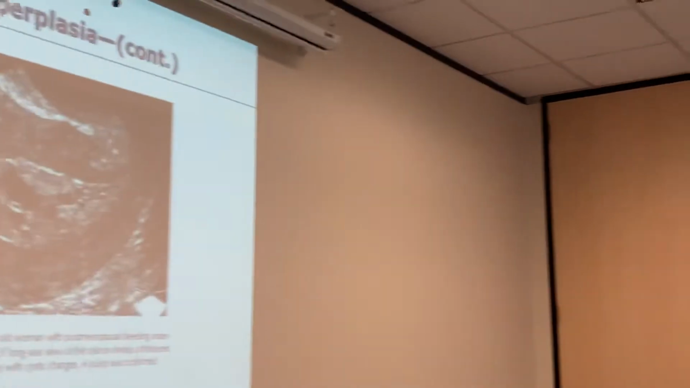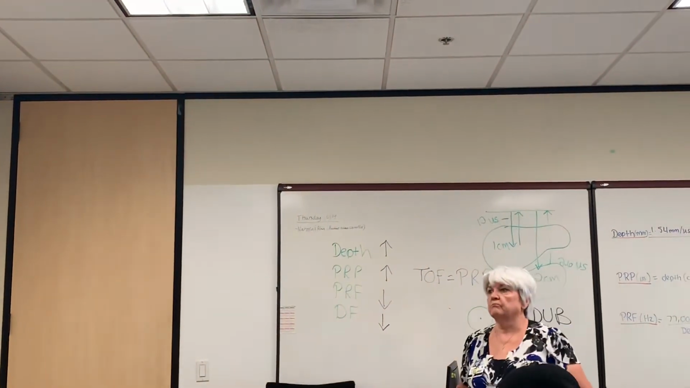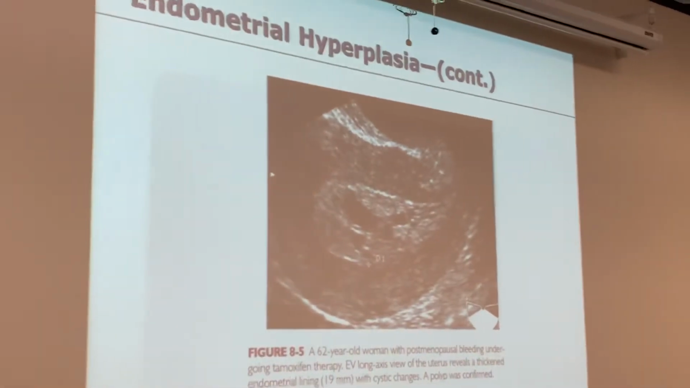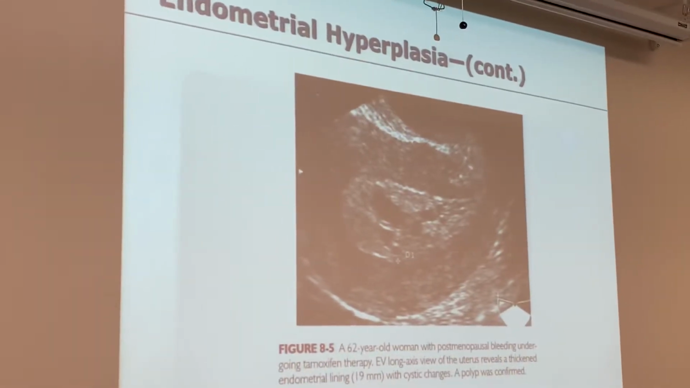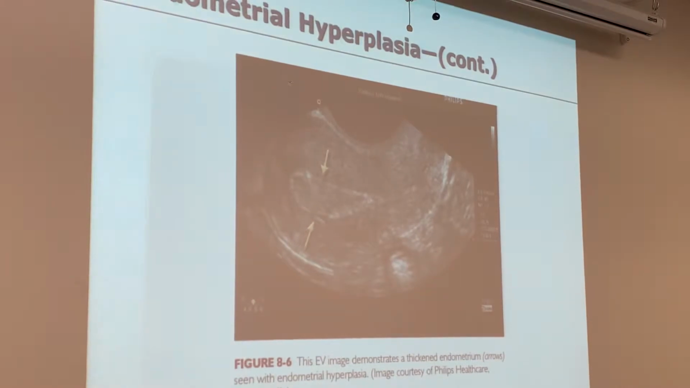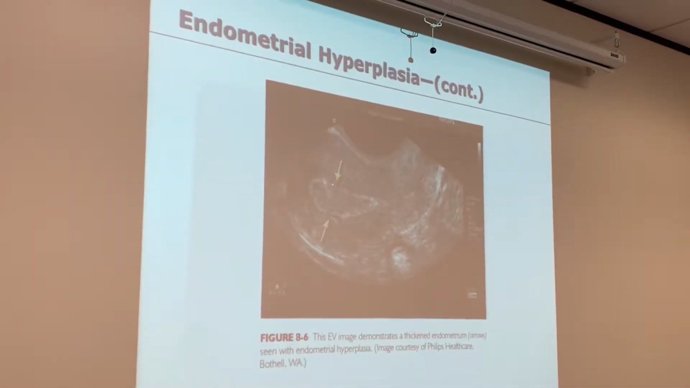That's called dysfunctional uterine bleeding. D-U-B. Dysfunctional uterine bleeding. This patient is on tamoxifen. What is tamoxifen for? Breast cancer. Specific for breast cancer. Okay? Here is a thickened endometrium, and you always want to measure it from outer wall to outer wall.